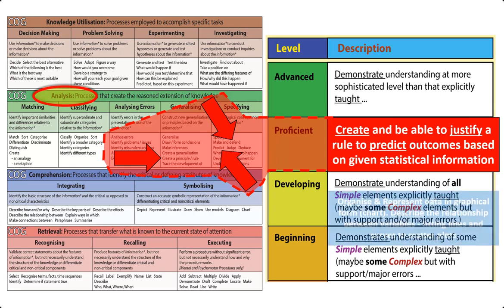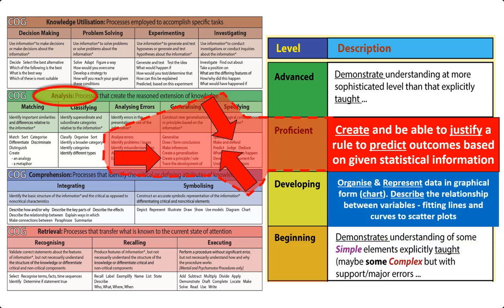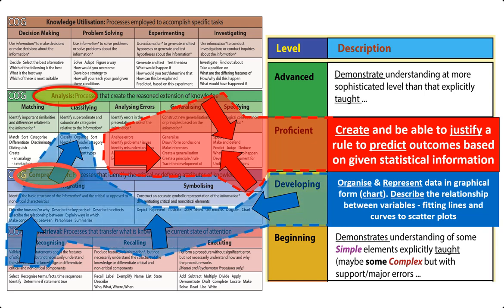To demonstrate a developing level, students are expected to show they can organize and represent data in graphical form. They will be able to make a chart or draw a graph. They should also be able to describe the relationship of the variable. They will do this by fitting lines or simple curves to a scatter plot. These verbs or CC equivalents come from the comprehension category of the taxonomy. There is also one item from the analysis category. Bear in mind that even within a taxonomy category, some verbs are more sophisticated than others, depending on your exact content and process.